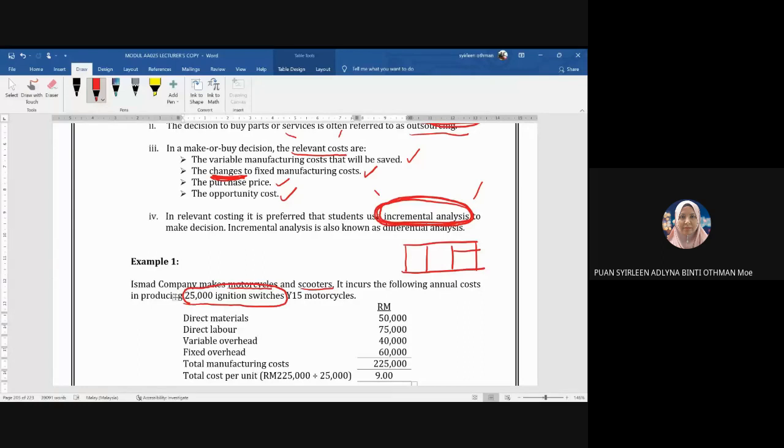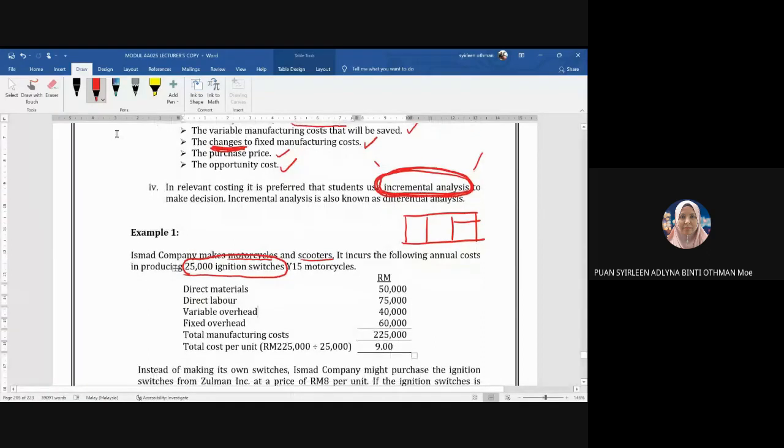So the ignition switch tu yang kita nak consider sekarang ni, whether kita nak buat sendiri atau kita nak beli finished parts, okay, a completed parts from other companies dan kita bawa ke kilang kita untuk pasang. Okay, alright. So ini adalah annual cost kalau dia produce sendiri, kalau dia keluarkan sendiri. Okay, so direct material dia ialah 50,000.